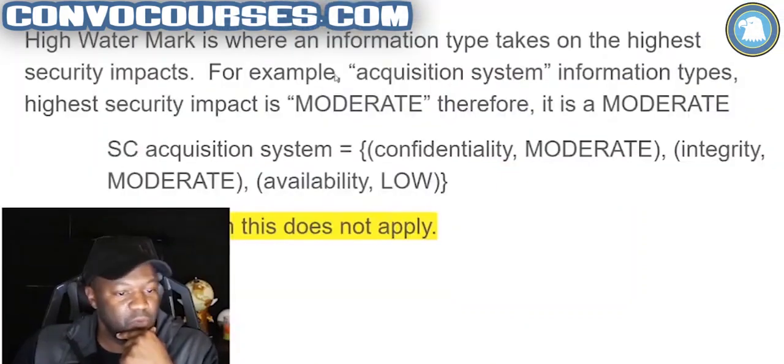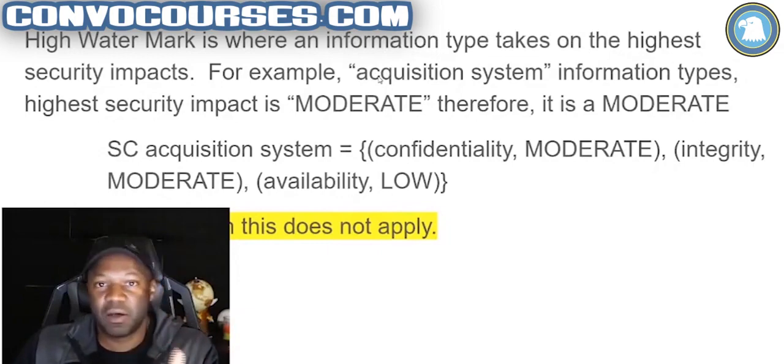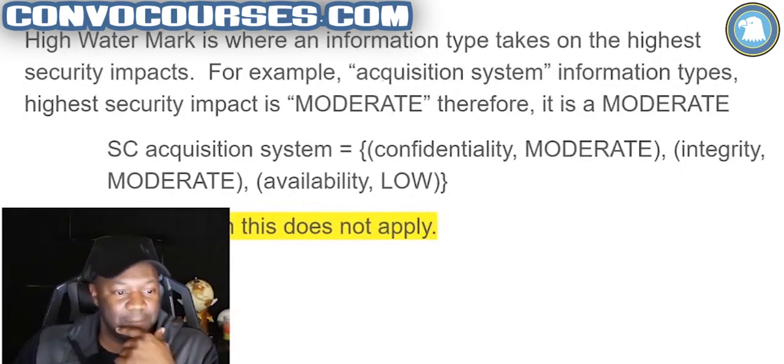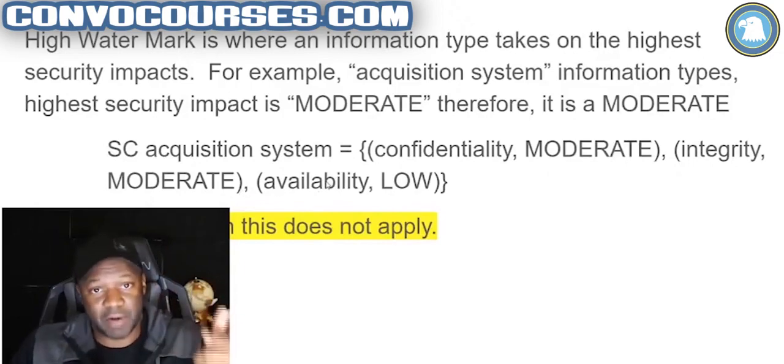Right here, we're talking about an acquisition system information type. So let's say you had a computer that did acquisitions, and some of the data on there specifically talks about buying and selling computers for the Department of Defense. In this example, the information impact level is moderate for confidentiality, moderate for integrity, and low for availability. So you've got moderate, moderate, low.